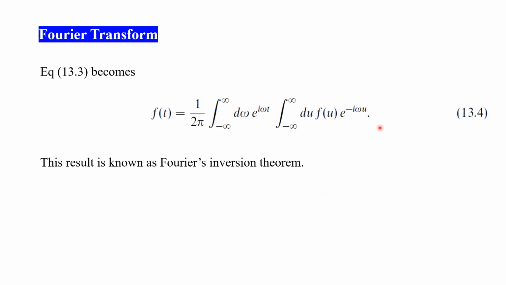From that, equation 13.3 becomes f of t equal to 1 over 2 pi integral of d omega e^(i omega t) times the integral of du f of u e^(-i omega u). And this one here is known as Fourier's inversion theorem. So equation 13.4 is your Fourier inversion theorem.